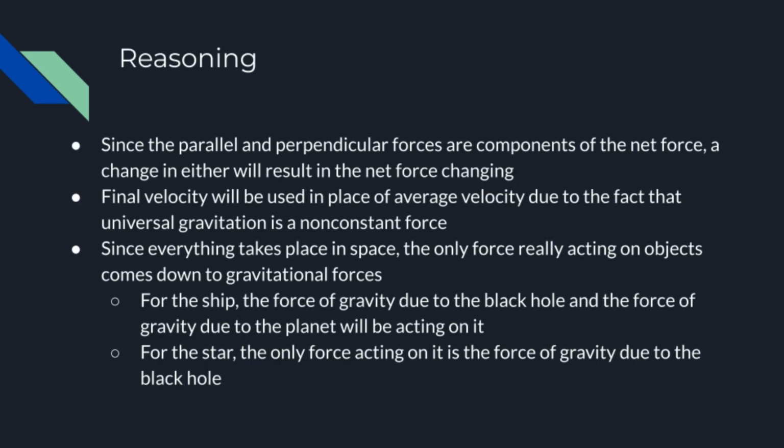For the reasoning, since the parallel and perpendicular forces are components of the net force, a change in either will result in the net force changing. Final velocity will be used in place of average velocity due to the fact that universal gravitation is a non-constant force. Since everything takes place in space, the only force really acting on objects comes down to gravitational forces. For the ship, the force of gravity due to the black hole and the force of gravity due to the planet will be acting on it. For the star, the only force acting on it is the force of gravity due to the black hole.